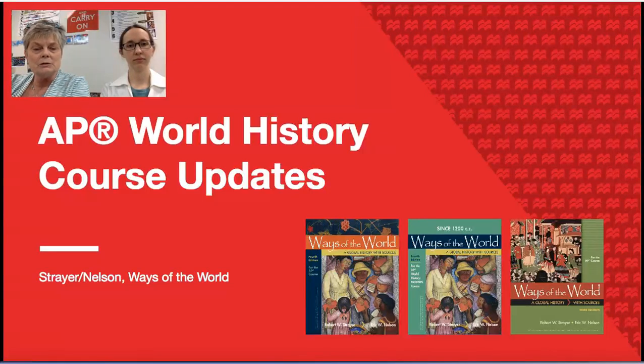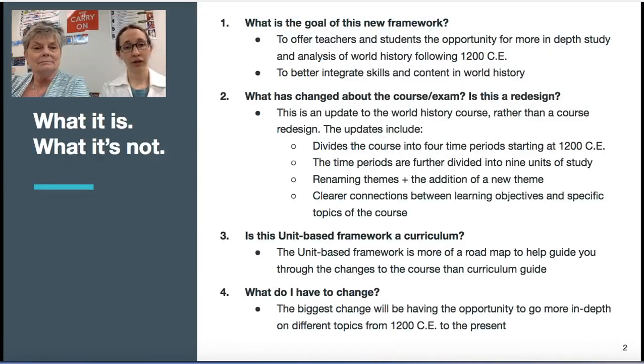Today we're going to talk to you about the course updates to AP World History and how Strayer's Ways of the World can help you integrate these updates. So we all know about the changes that have been coming in with AP World History. The course is starting off at 1200 CE. It's now being called AP World History Modern. But the goal of this new framework is to offer teachers and students a better opportunity for more in-depth study and analysis of world history from 1200 CE to the present. So instead of having to fly through everything, you can dig into topics a little more in this time period.